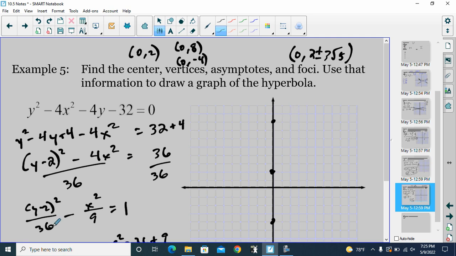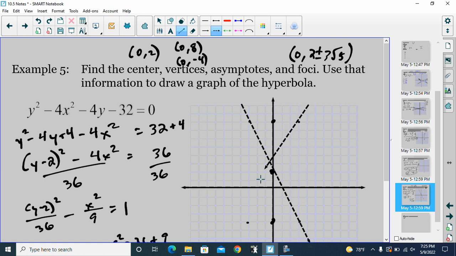To draw our graph, the square root of 9 is 3. Remember, we went up 6 and down 6, so we're going to be going left 3 and right 3 to get the corners of that asymptote box. And then we connect the corners of that box to sketch in our asymptotes. So the graph looks like this.